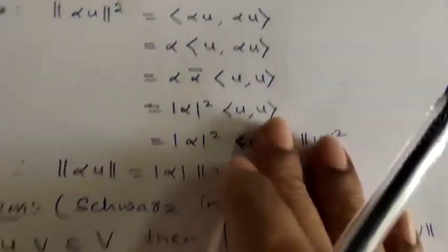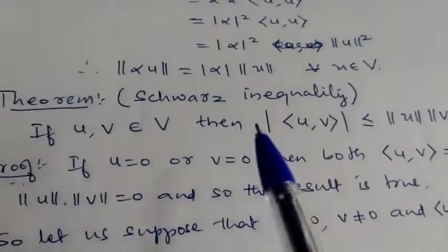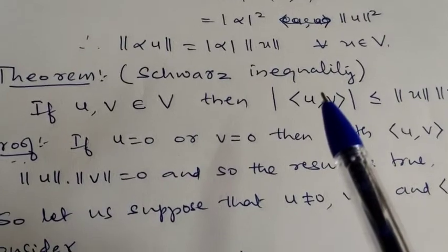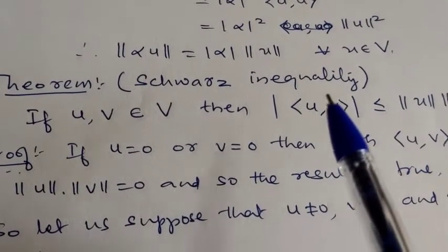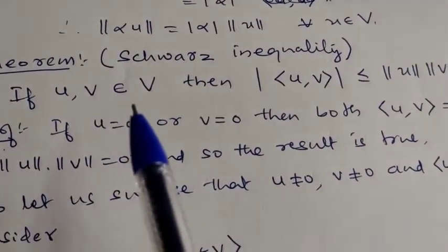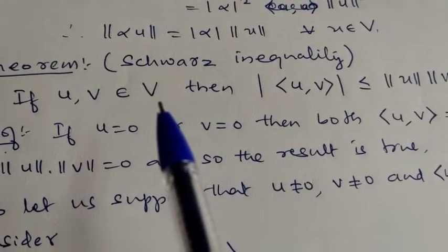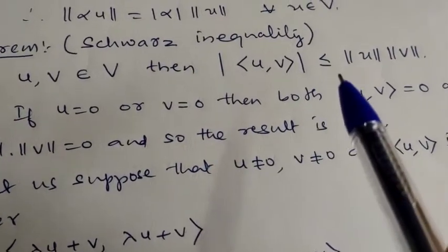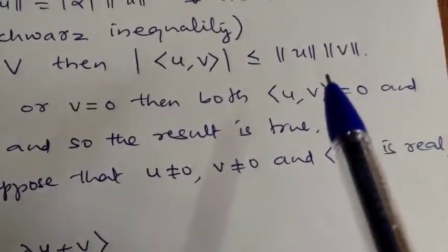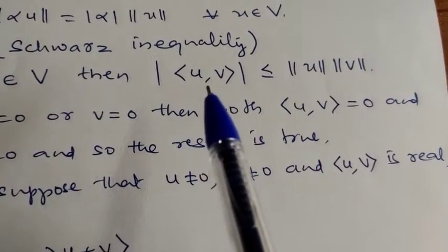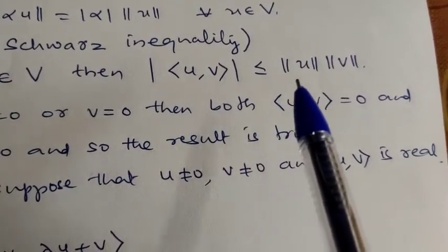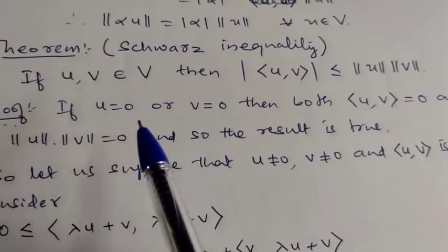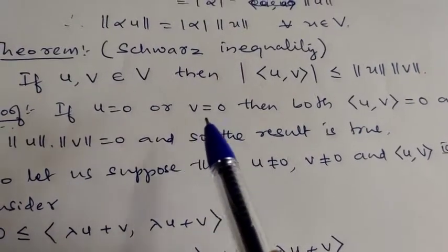Okay. Now, we proved the Cauchy-Schwarz inequality, which is one of the important inequalities in the inner product space. This inequality says if u and v are any two elements of inner product space V, then the modulus of the inner product of u comma v is less than or equal to the norm of u into the norm of v, or the absolute value of the inner product of u comma v is less than or equal to the norm of u into the norm of v.